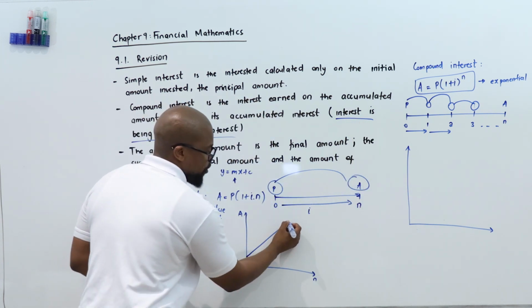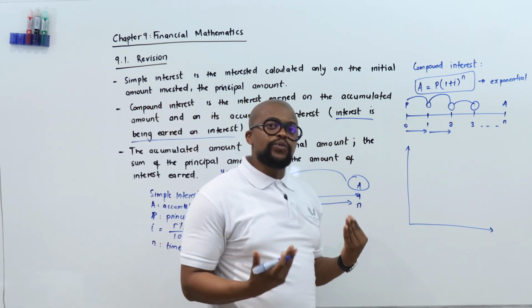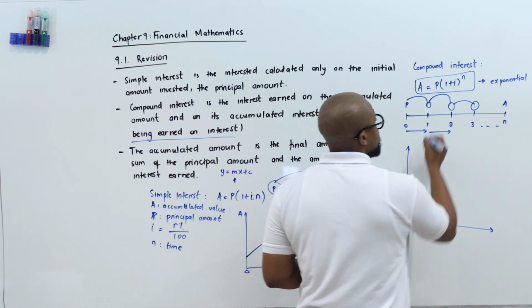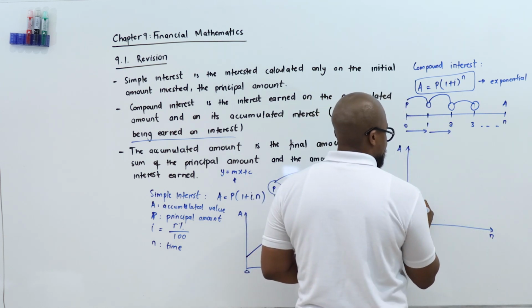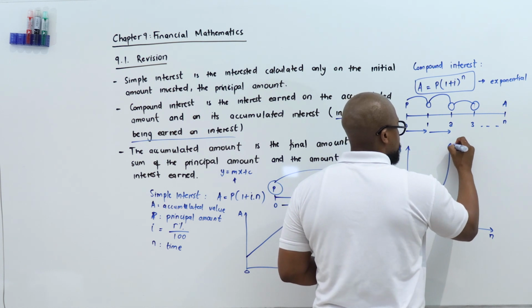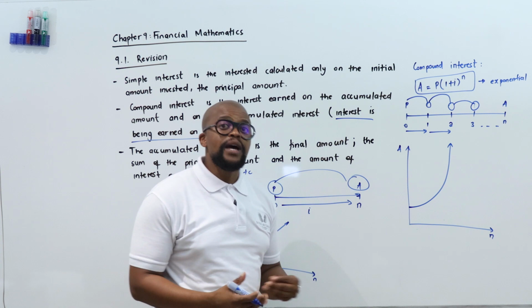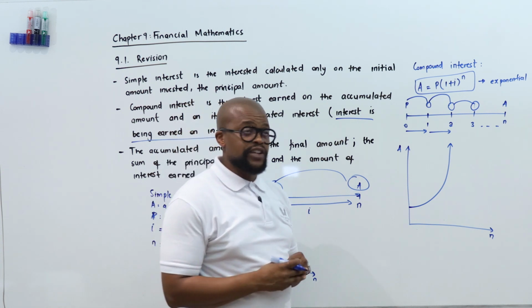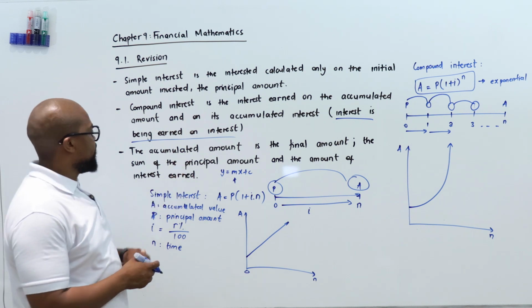line. And as we agreed, there's still growth, but the growth is not as rapid as when you are dealing with compound interest. So since this is an exponential function, as your accumulated value grows in an exponential way, it grows faster in a very short space of time because you are adding interest on top of interest. And then the accumulated amount is always the final amount.